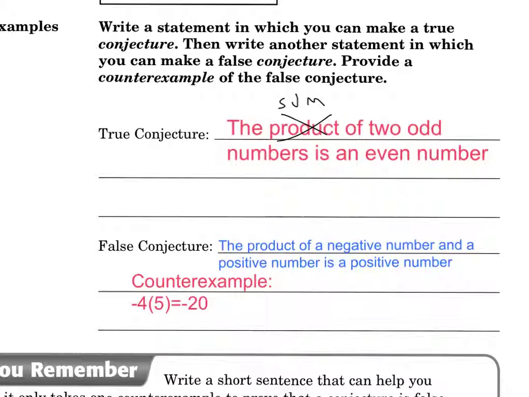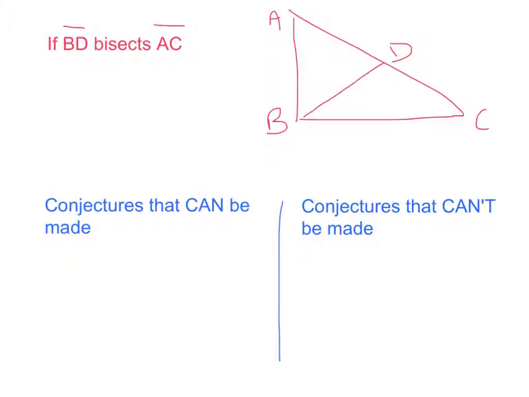Alright, moving on. Next, a lot of people make mistakes in geometry of thinking of conjectures that can be made and that can't be made based off of specific information declared. So say we have this figure here. It has a triangle with a line cut through it, so we have two separate triangles. And all we know is that BD bisects AC.